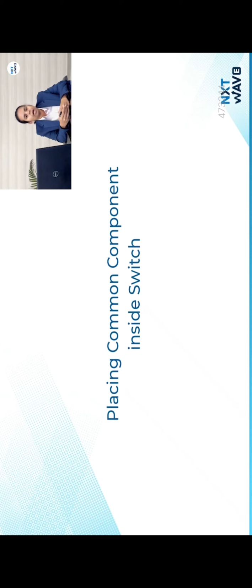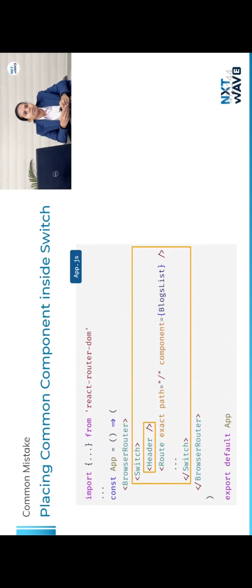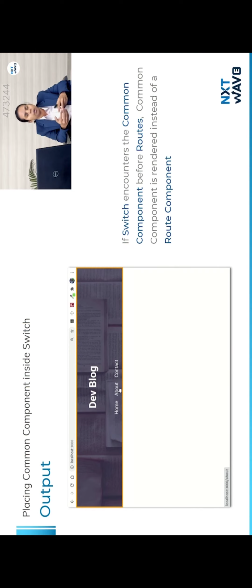Okay. So now coming to the next one, which is placing common components inside switch. Here in our scenario, we have a header. The header is common for the various routes that we want to display, right? Now what we have done is we have included the header within the switch. Let's understand what will happen. Here you can see that if the switch encounters a common component before the routes, then it will only display the common component. It won't display the route component. There you can see only the header is being displayed and the remaining routes are not being displayed.